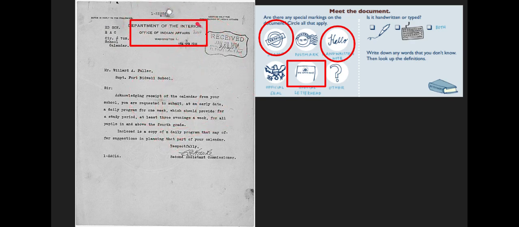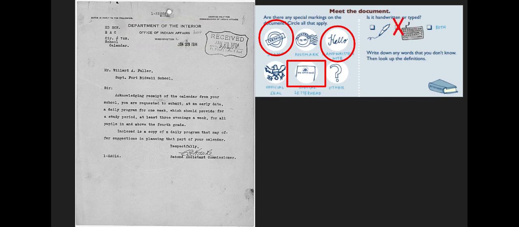Because I know it's 1914 and this looks like it's been typed on a typewriter, so they probably didn't have pictures that they could just upload. But I would say it's kind of a header that shows you who the document is from. And then you want to ask, is it handwritten or typed, or is it both? Well, I'm looking at this and it looks typed to me.